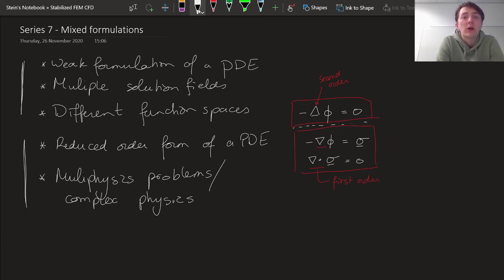And complex physics, maybe you can think of the example that I showed in one of the previous videos where we're trying to do this friction stir computation, where I'm also solving for the velocity field and the stress field at the same time.